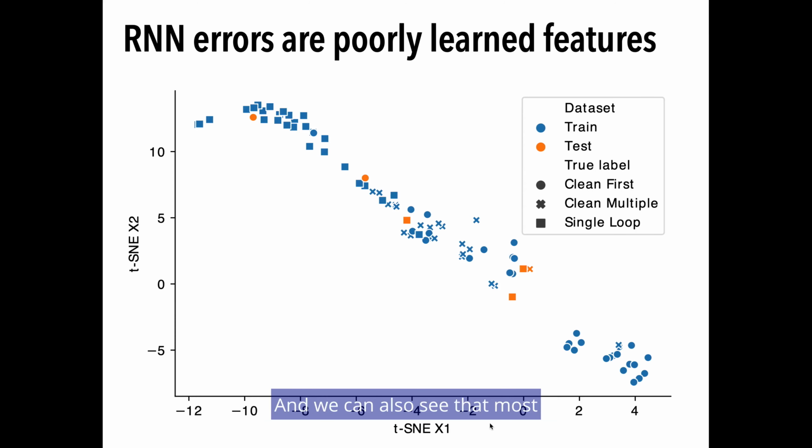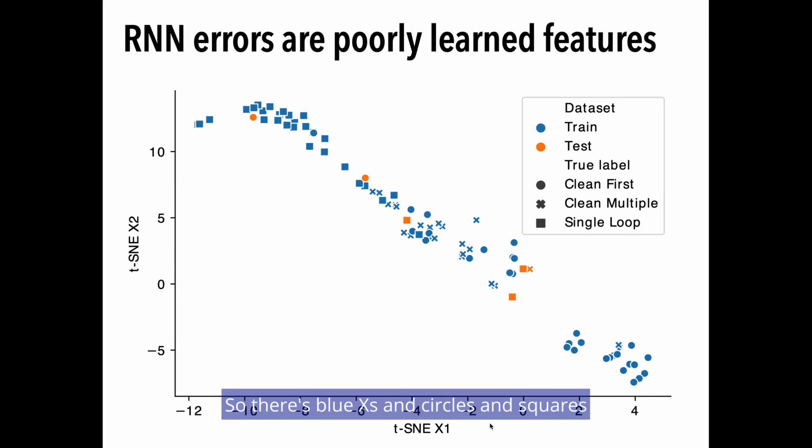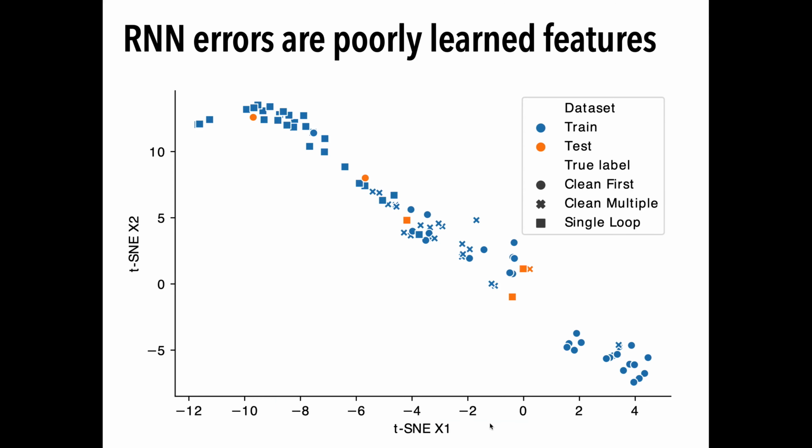And we can also see that most of the misclassified points are in the middle, where there's a lot of overlap between the training points of different classes. So there's blue x's and circles and squares all mixed in together, which suggests that the neural network didn't learn features to sufficiently separate out all of the training data, and perhaps a different network architecture or training regime could help create a better feature space.